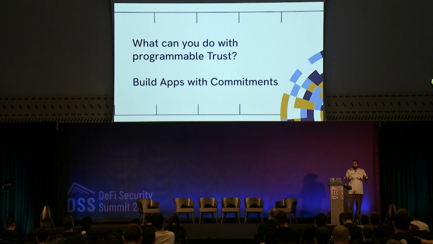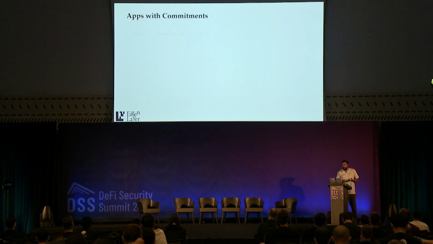So what can you do with programmable trust, right? You can build apps with commitments. So what are apps with commitments? The OG Bitcoin, there is a commitment. Only 21 million Bitcoins ever, right? And what is a commitment from Uniswap? Find the fair market price. And what is it from Aave? It assures the lenders that borrowers were never under-collateralized.